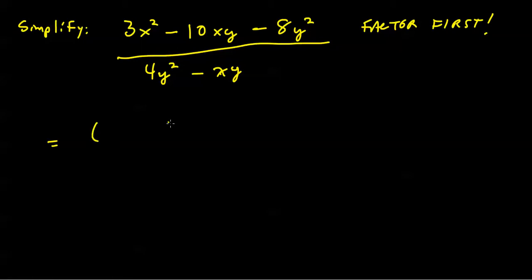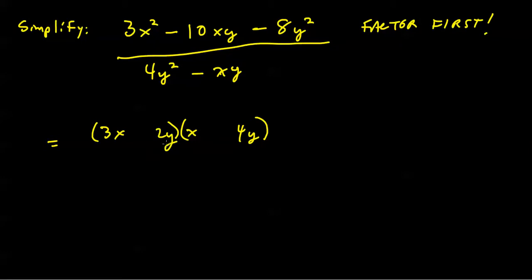Alright, well, my numerator polynomial, the first term is 3x squared, a multiple of x squared. The last term is a multiple of y squared, and the middle term is a multiple of xy. So I think I can put 3x and x in the first slots. Of course, my last terms are going to be multiples of y. Let's see, they're going to have opposite signs. Let's see, I'm going to try 4y and 2y.